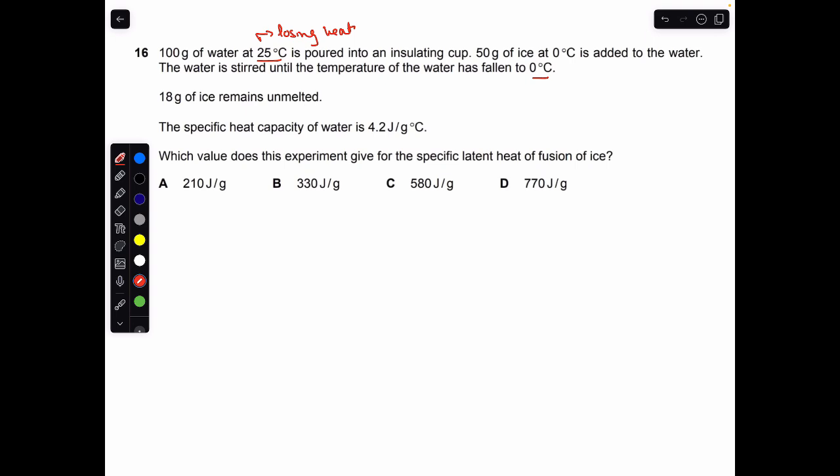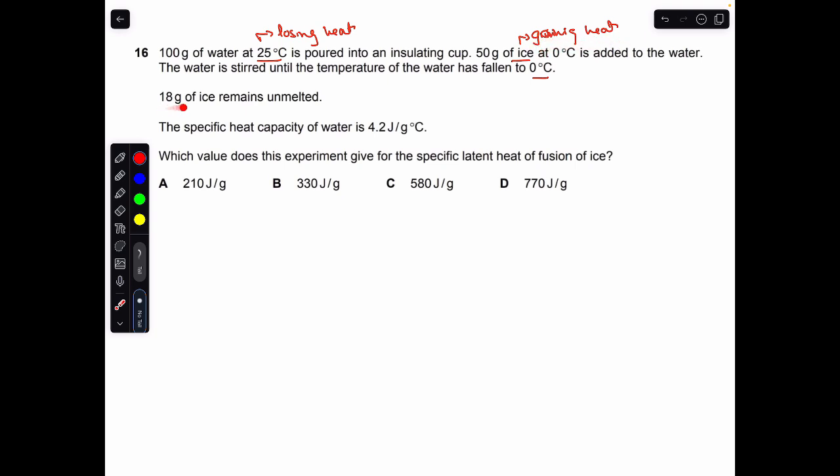If the water is losing heat, then that means the ice is gaining heat. Okay, the ice is gaining heat, but the temperature of the ice remains unchanged. You can see that the ice was at 0 degrees Celsius and the final temperature of the mixture of water and ice is also at 0 degrees Celsius. Then what does this heat gain do?